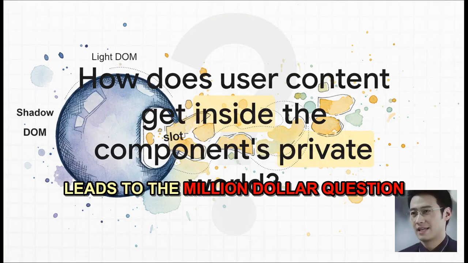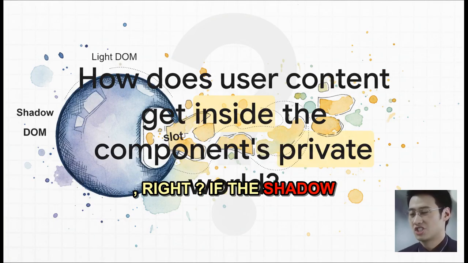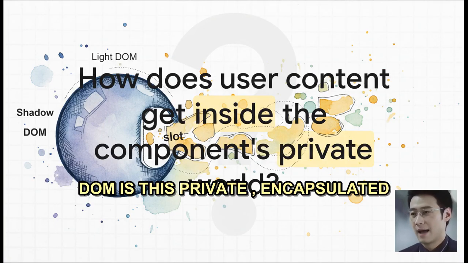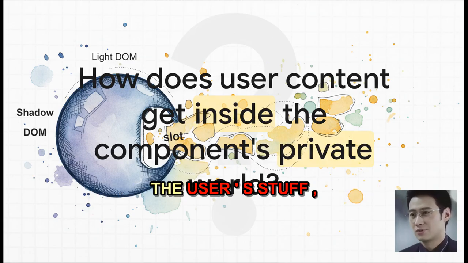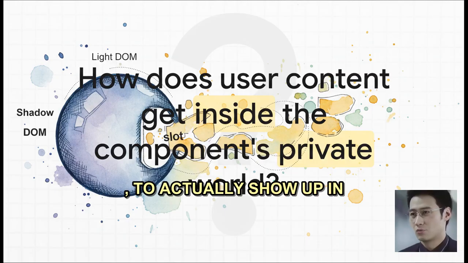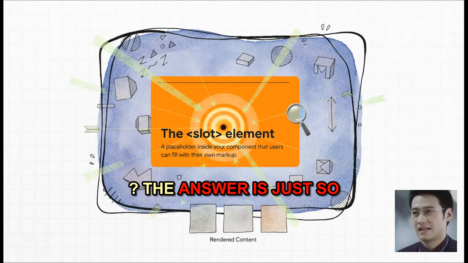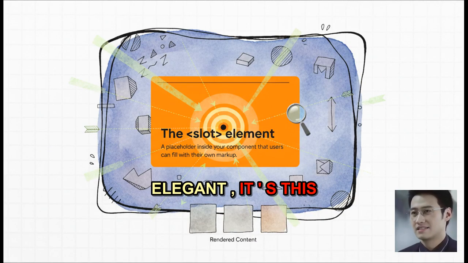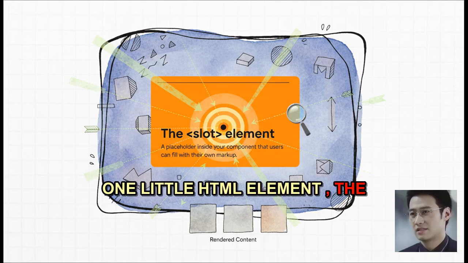And that leads to the million-dollar question, right? If the shadow DOM is this private, encapsulated space, how do we get the user stuff, their content, their light DOM, to actually show up in the right spot inside of it? The answer is just so elegant. It's this one little HTML element, the slot.